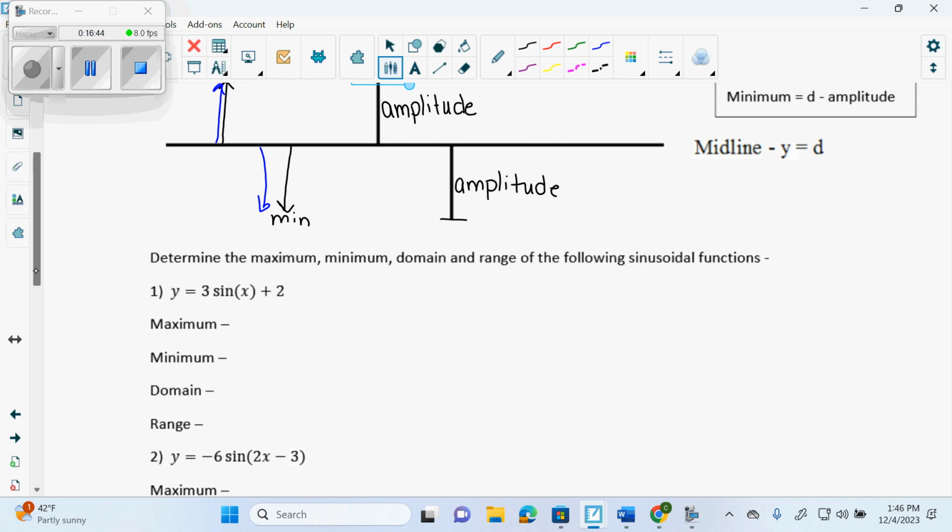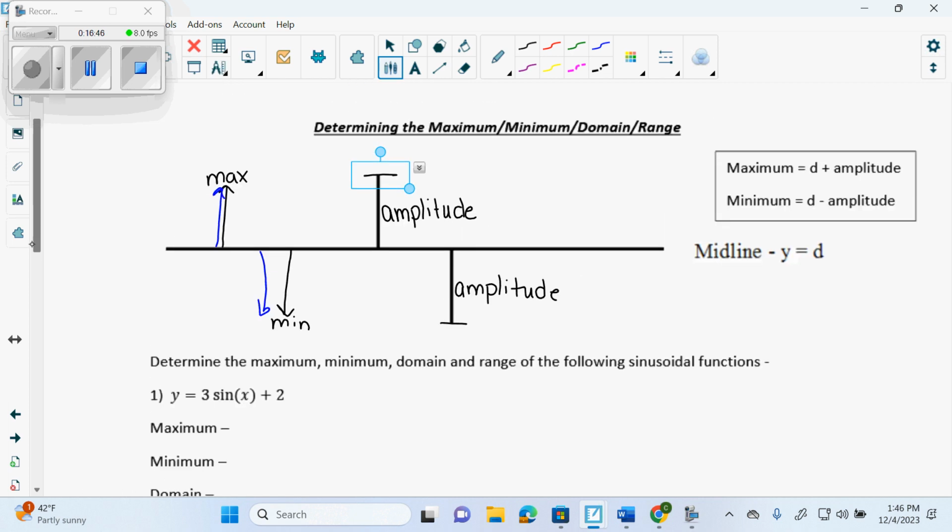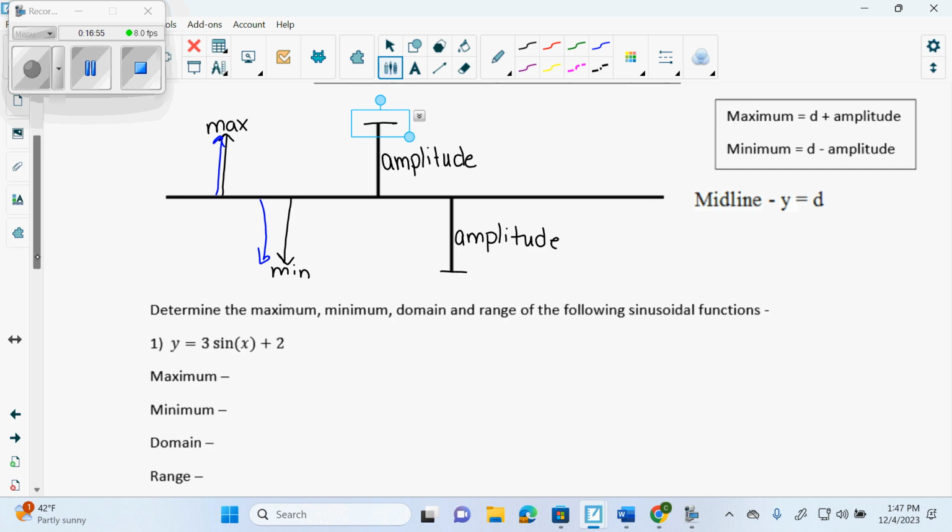So we have to do the D plus the amplitude, the D minus the amplitude. Look, it's written right here. Maximum is D plus amplitude, minimum is D minus amplitude. So it's that midline. So if I take my midline, which is what? Which one of these is my midline? 2. I take my midline, my D, and I add to it my amplitude. D plus amplitude. What's my amplitude of this equation? 3. So what's the maximum of this one?